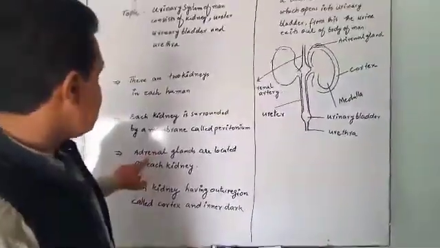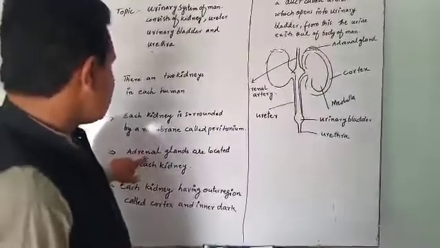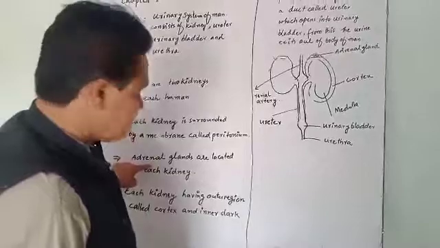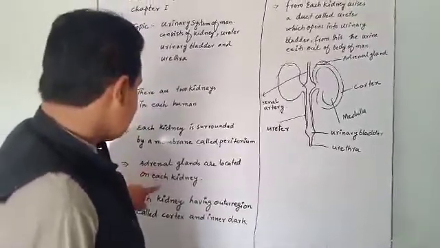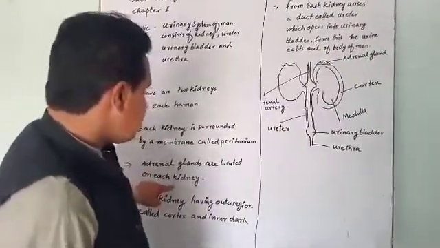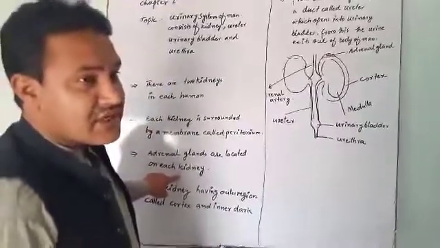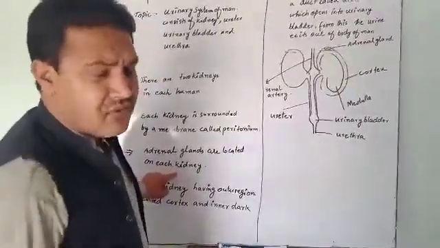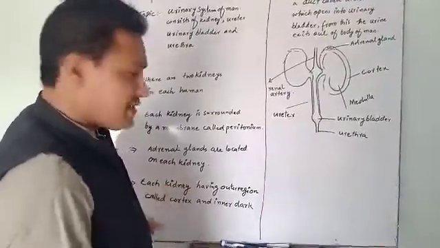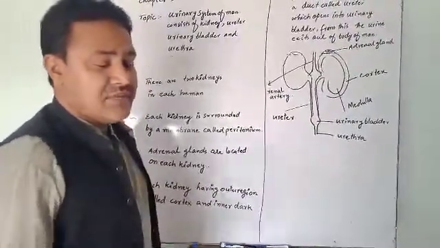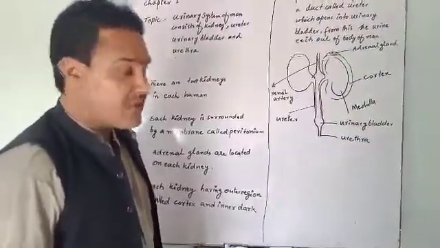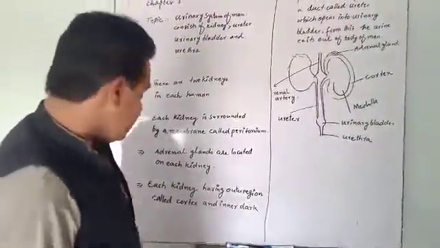And on each kidney there are glands. These are called adrenal glands. Adrenal glands are located on each kidney. These glands are also called emergency glands. They secrete some type of hormones such as epinephrine, norepinephrine. They help to maintain the blood pressure of the body.